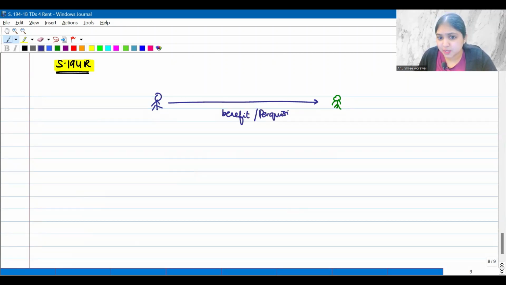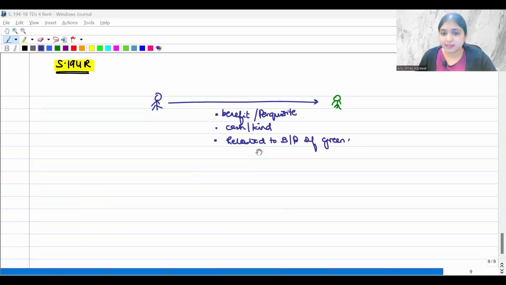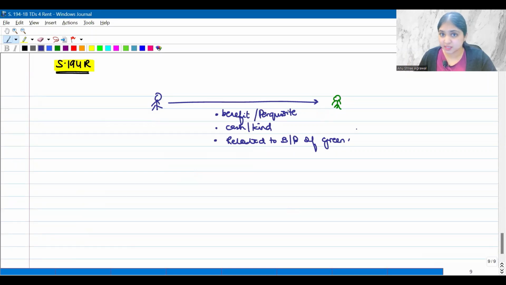This benefit, this perquisite doesn't matter. It may either be in cash or it may be in kind, but it has to be related to the business or profession of Green, the recipient basically. So what are your conditions? Condition number one, there is this person, Mr. Blue. He has given to Green a benefit or perquisite which is in cash or in kind, and this benefit or perquisite is relating to the business or profession of Green. Now, for Green, he's getting a benefit or perquisite relating to his business. So it's of course an income for Green, right?